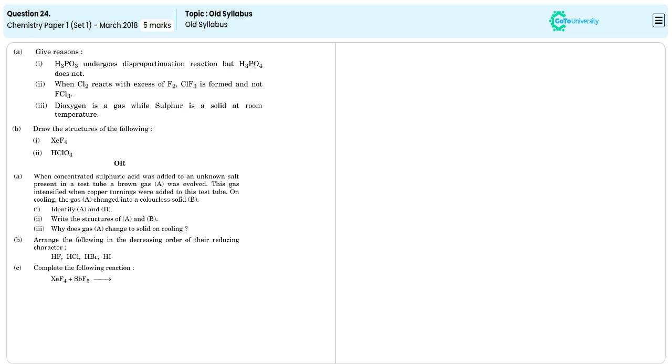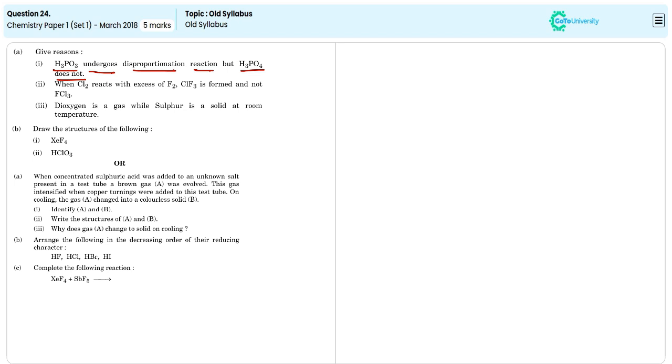In this question, three statements are given. We have to provide the proper reasons for the given statements. The first one is H3PO3 undergoes disproportionation reaction but H3PO4 doesn't.